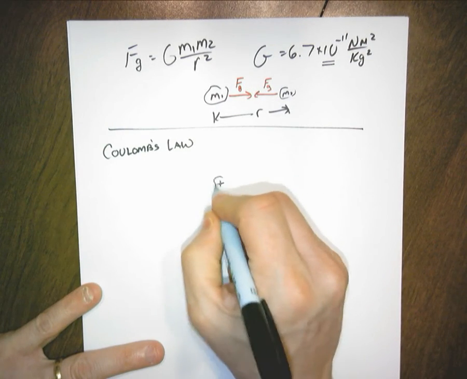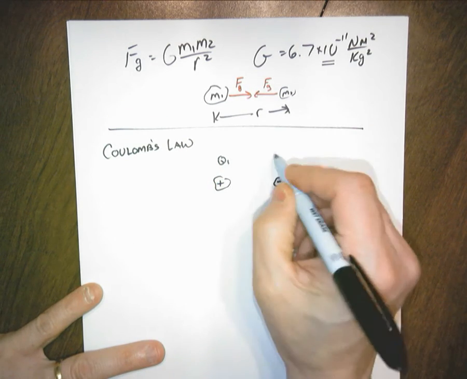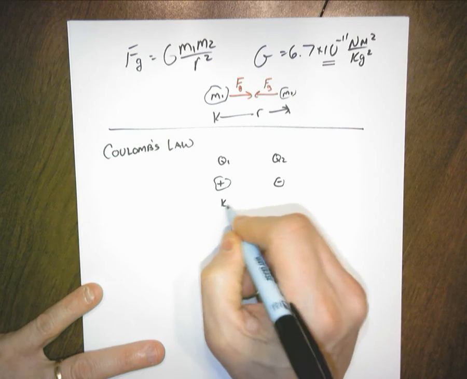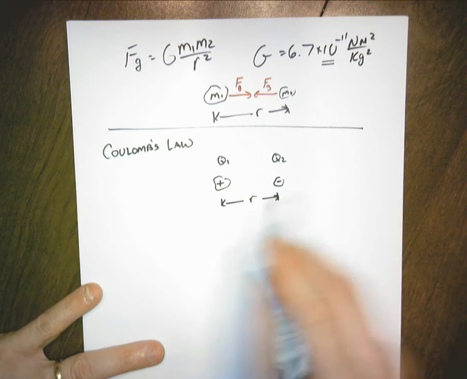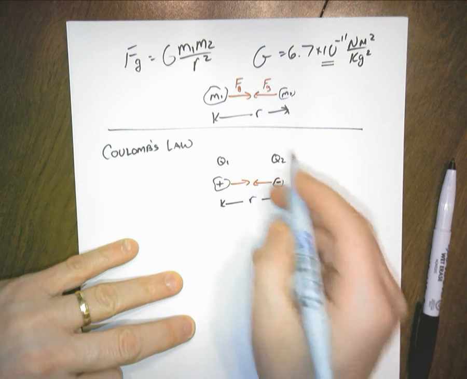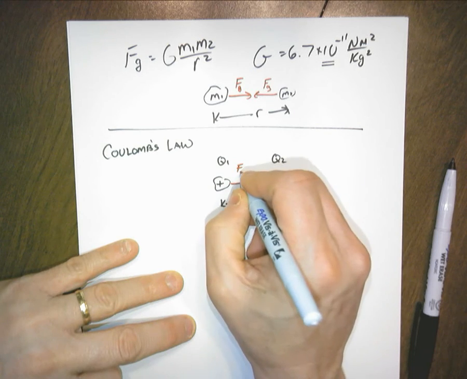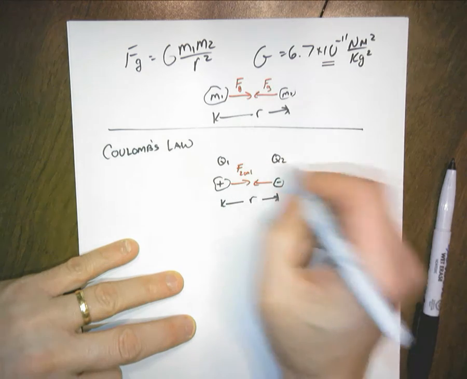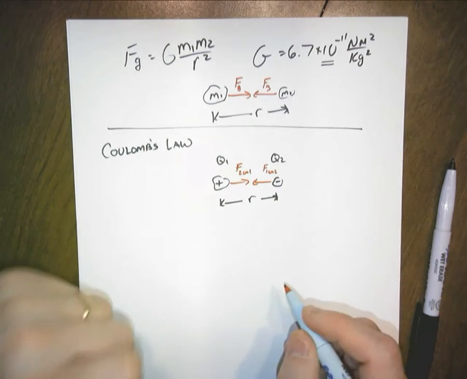Here's a blob of charge. Here's a blob of charge. Let's call this Q1. Let's call this Q2. They are separated by a distance r. They're going to pull. You saw that in lab. Of course, you used fur and stuff like that. This is the electrostatic force 2 exerts on 1, and of course 1 will do the exact same thing on 2.